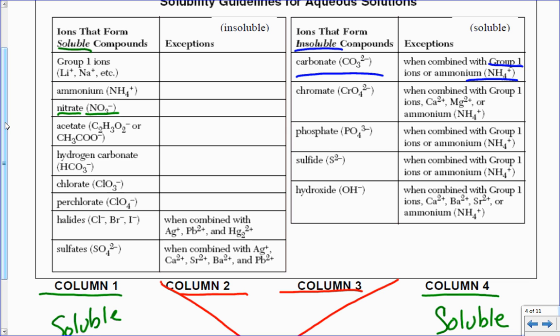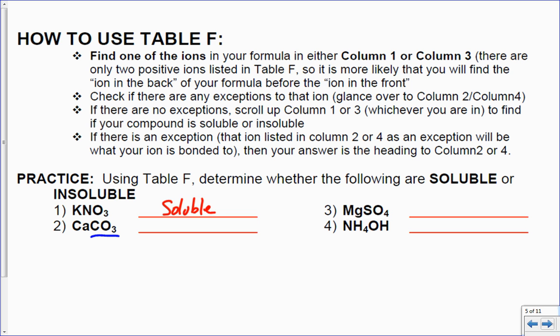So now I have to see, is the metal that it's attached with group 1 or ammonium? Let's go back. Ca. Is Ca in group 1? No, it's not. It is group 2. Is Ca ammonium? No, it is not. So it is going to be insoluble because it's not an exception to the solubility rules for carbonate.